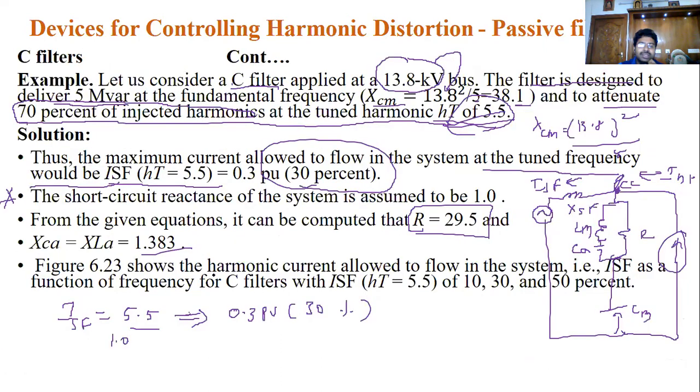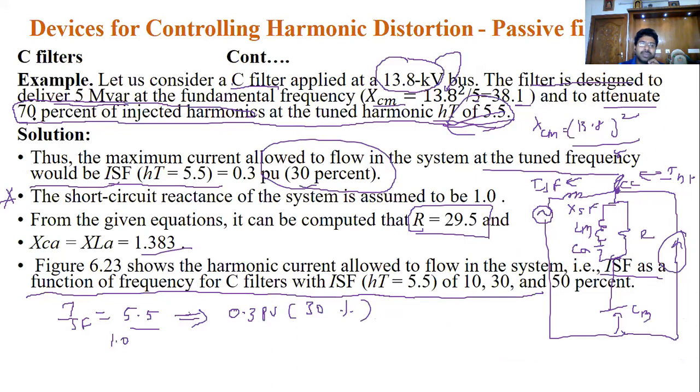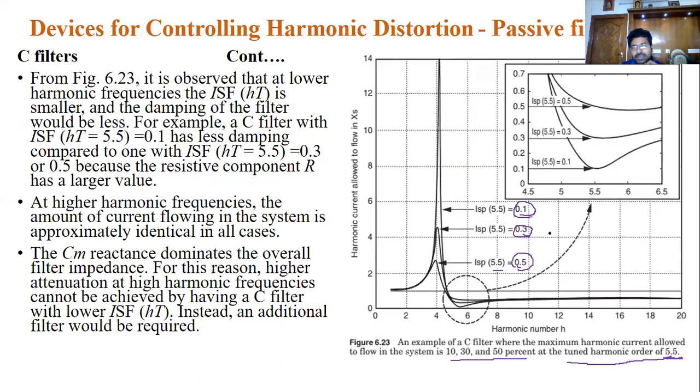So why does that change? Because the ISF is a function of frequency for C filters, with ISF of 10%, 20%, and 30%, and so on. Now see this, how much is allowed: 50% here, 30% here, 10% here, but the same order. You can remember one thing here: the tuned harmonic order is 5.5, but with this 5.5 it can allow only 50% harmonics, 30% harmonics, or 10% harmonics. In this case it can block only 70%, the remaining 30% is allowed, but for the same order it can allow different cases, which depends completely upon the CM value.